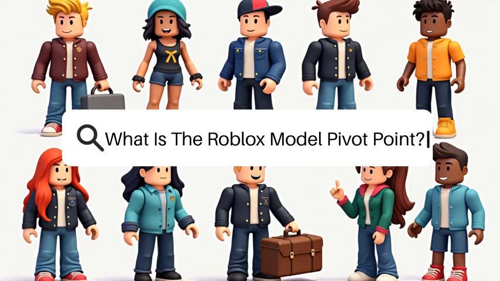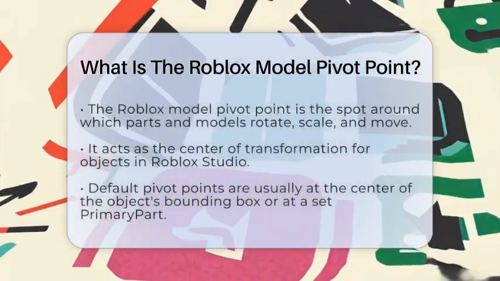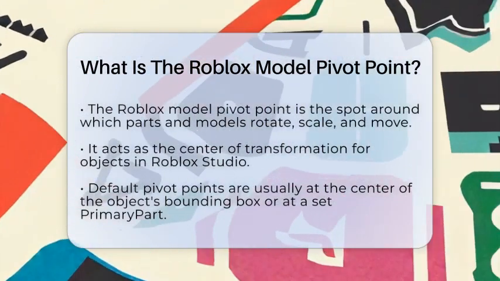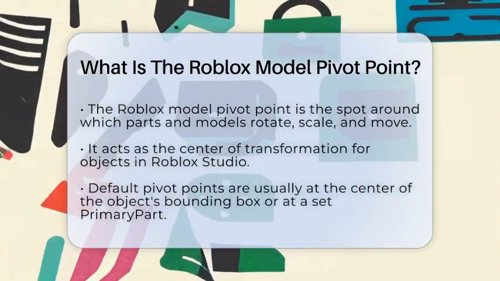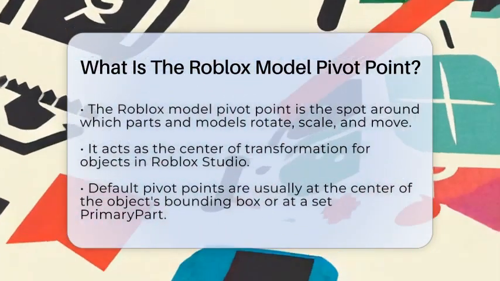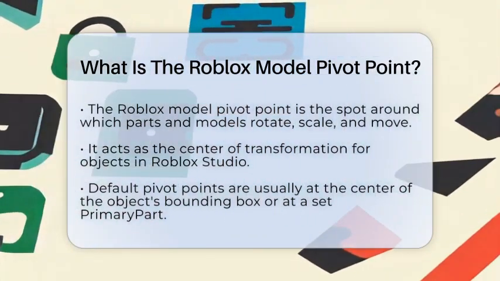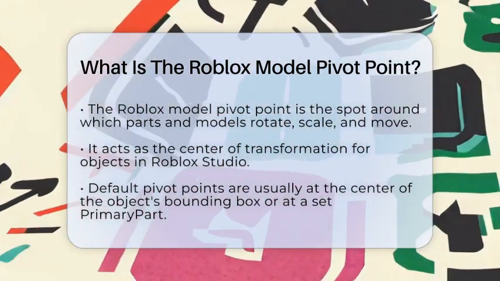What is the Roblox model pivot point? Imagine building a complex structure in Roblox Studio and wondering why parts don't rotate or move the way you expect. That's where understanding the model pivot point comes in. The Roblox model pivot point is the exact spot around which a model or part rotates, scales, and moves.